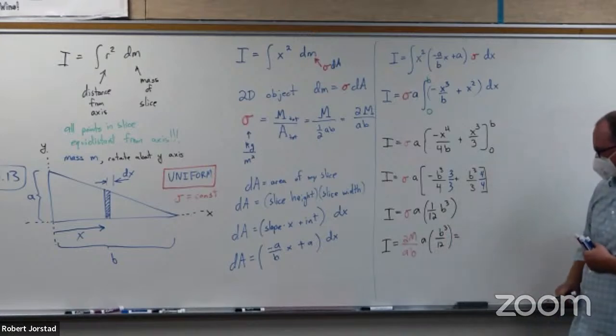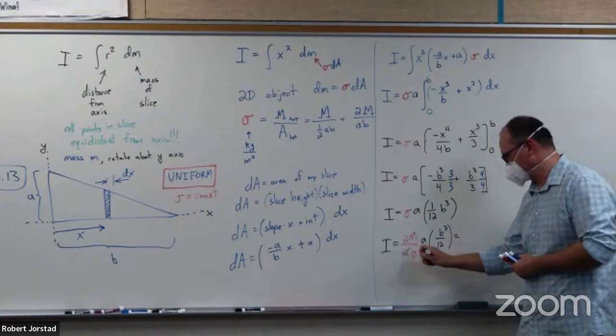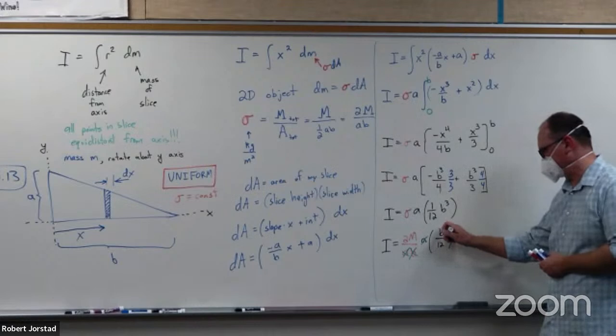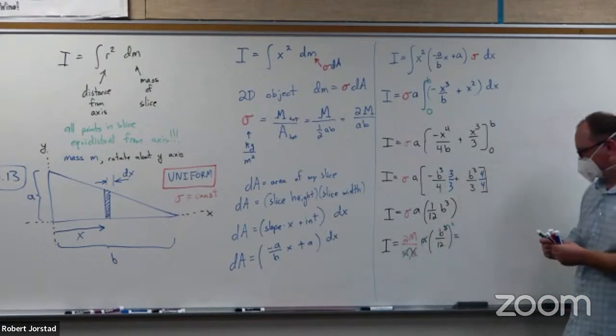Out of all that, what do we get? One of the A's drops. Well, the only A drops. One of the B's drops. And we get 1/6.